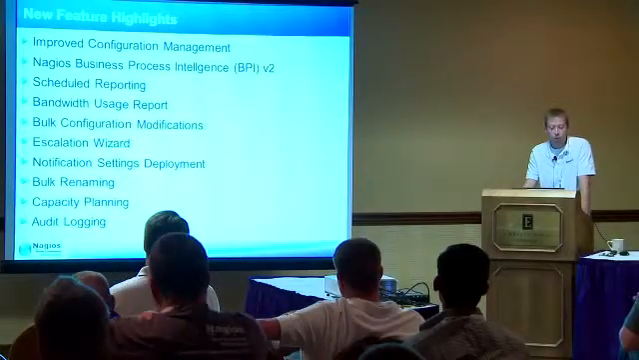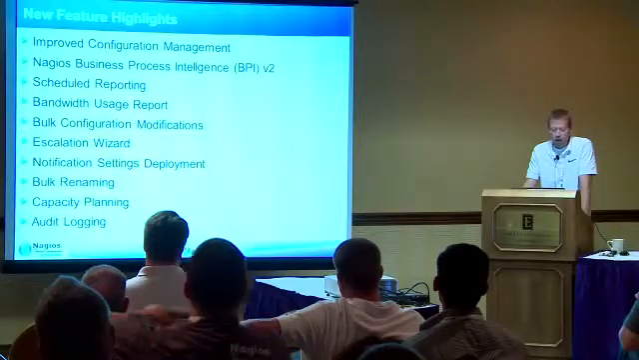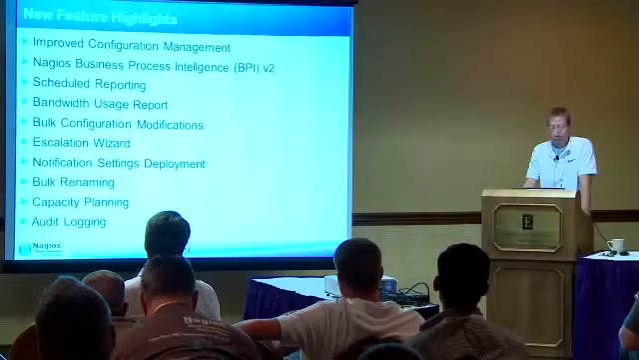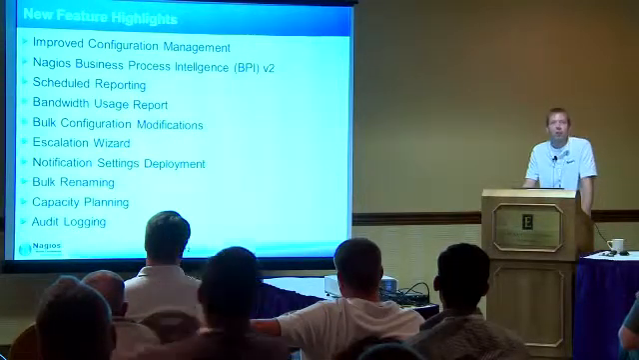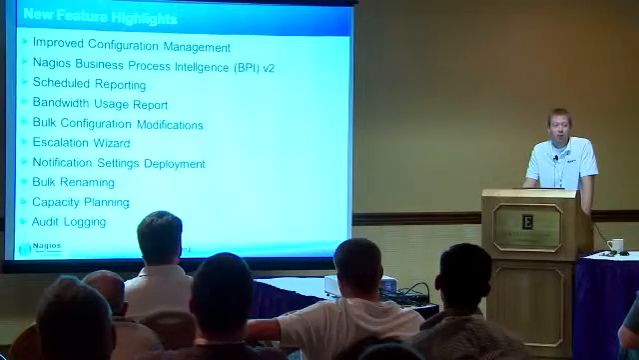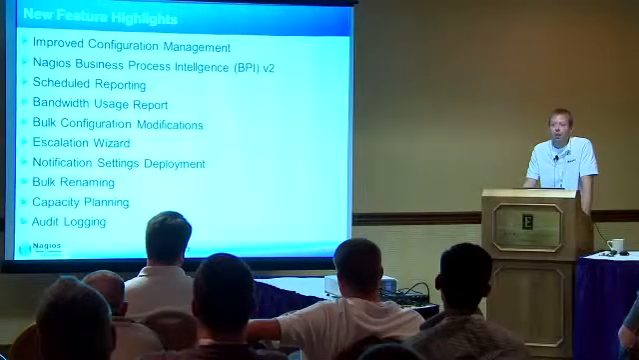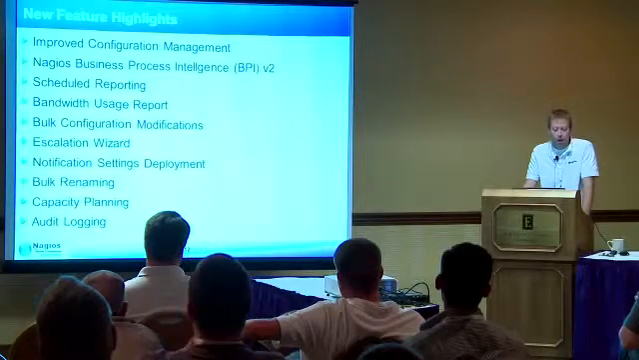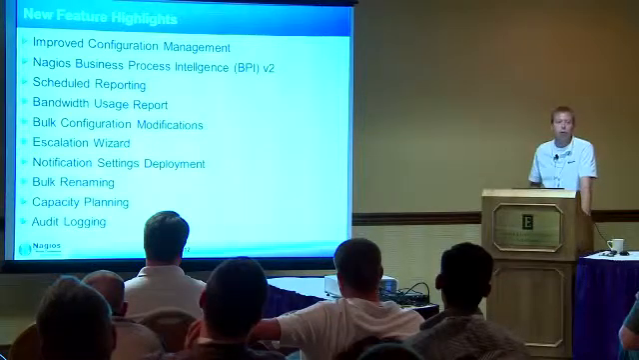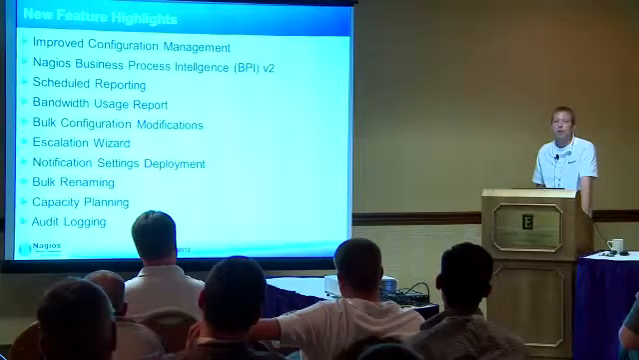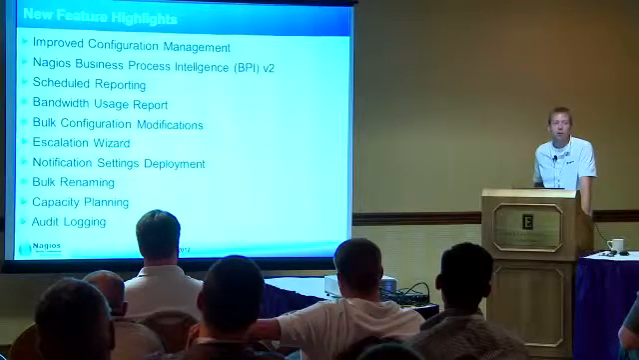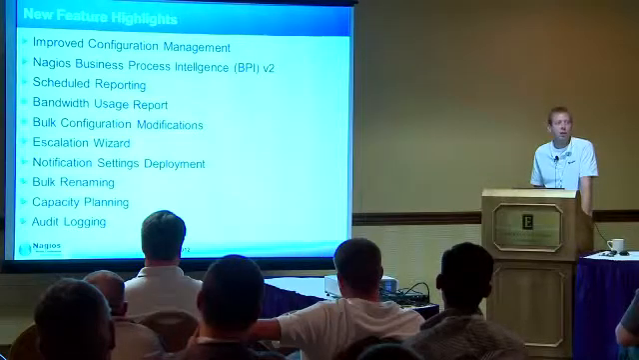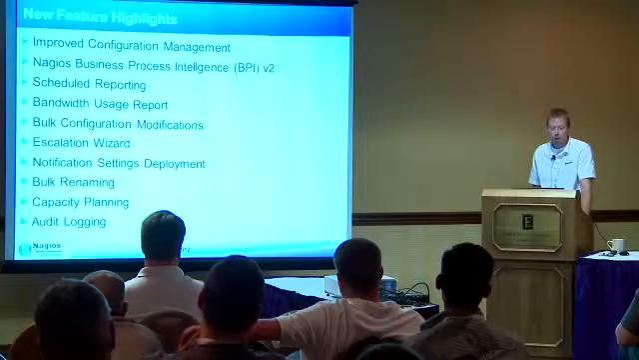A couple of key items. One is overall improved configuration management. We did a complete redo of the core config manager, which is based on Nagios QL. That was a project we started working on almost 2 years ago, off and on, so that was a pretty major project to have completed for this year. Nagios Business Process Intelligence, or BPI: we have a 2.0 version with some substantial improvements for people who need to do business process monitoring. And scheduled reporting is another key feature that a lot of users have asked about.